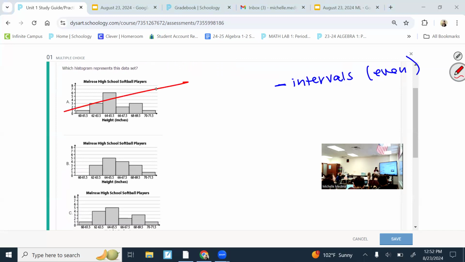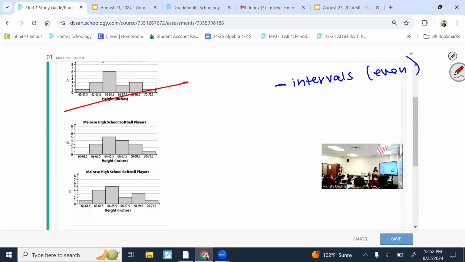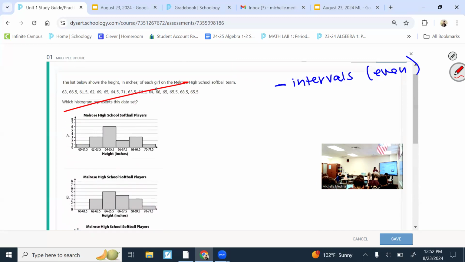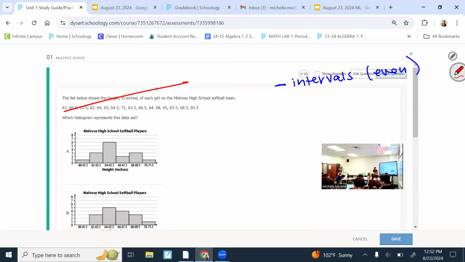This next one, same thing. So I take issue with some of this. But on your test, the one that you're taking Tuesday, looking at the intervals could be something that helps eliminate answers. So just remember that for next week.